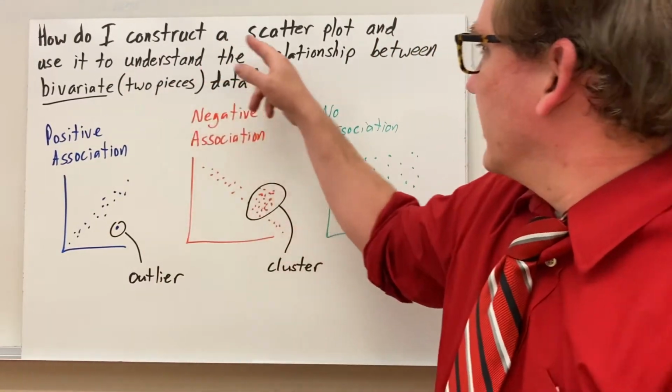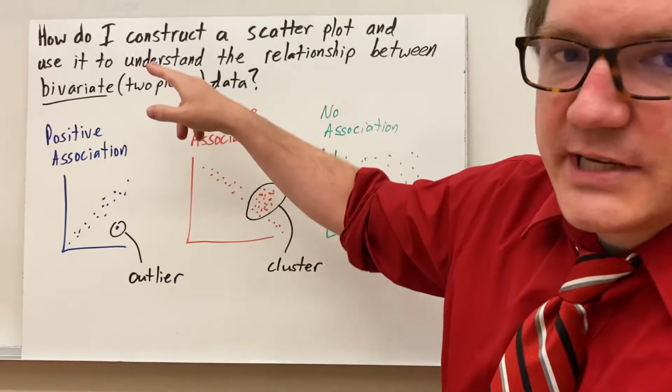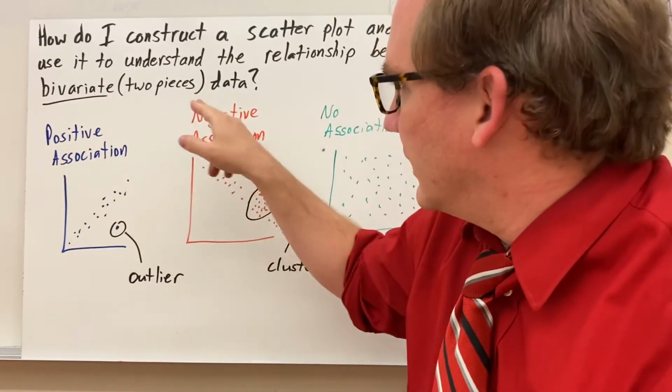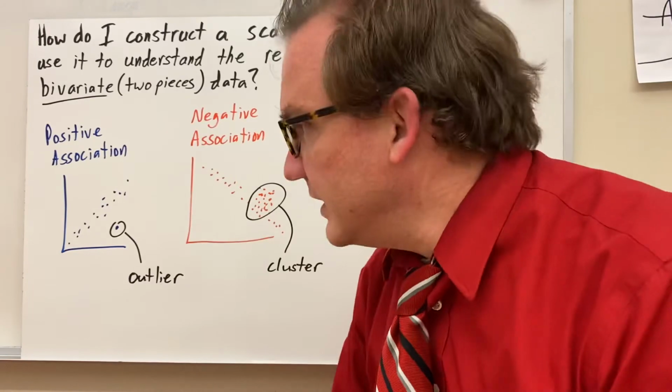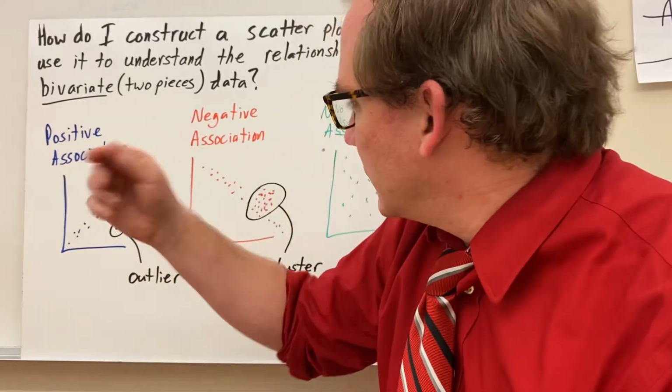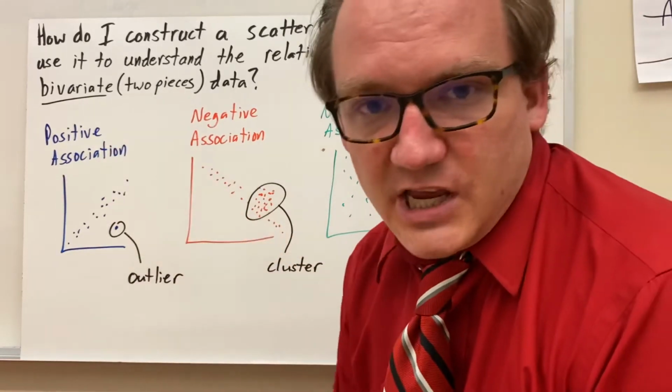How do I construct a scatter plot and use it to understand the relationship between bivariate data? Bivariate means two pieces. So usually you have an X and a Y value. Now, there's two types of associations really.